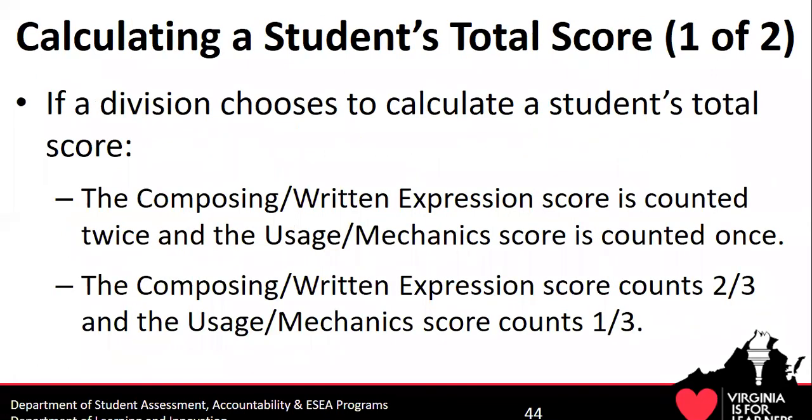And if you choose to calculate a total score, composing written expression is counted twice and usage and mechanics is counted once. Another way of saying that is that composing written expression is 2/3 of the score and the usage and mechanics score is 1/3.